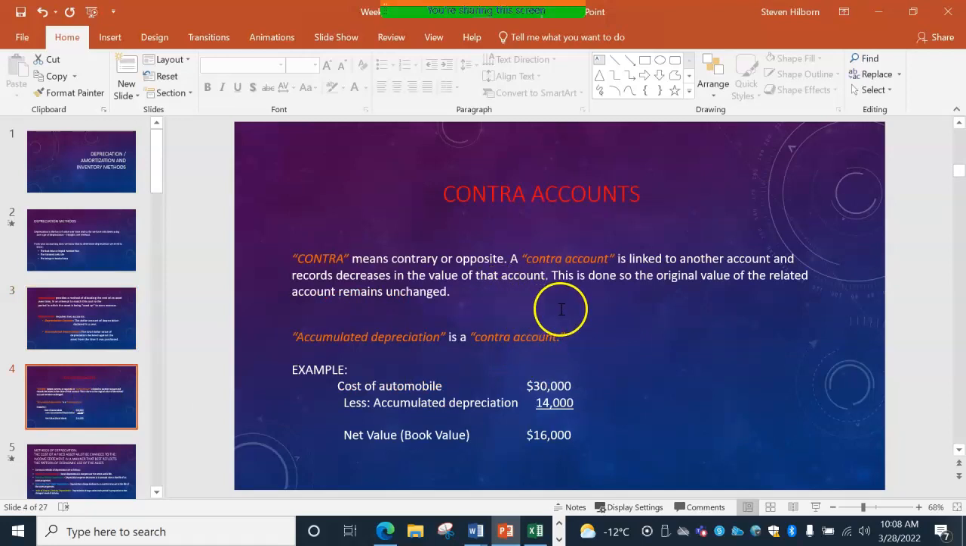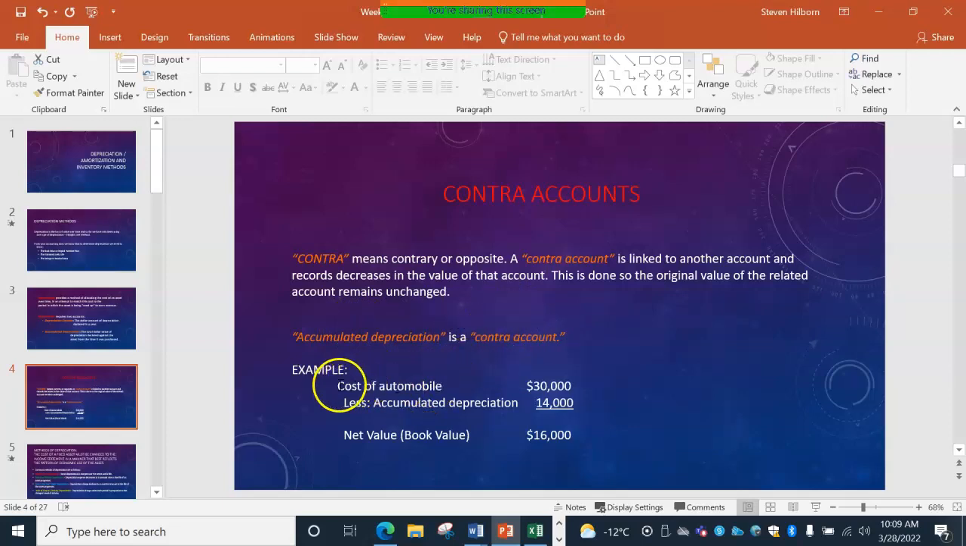What is a contra account? A contra account means contrary or opposite. There are very few contra accounts in accounting. We've talked about it before in your original accounting class. It's usually linked to another account and records decreases in the value, so the original value of the related account remains unchanged. Basically, accumulated depreciation is a contra account.